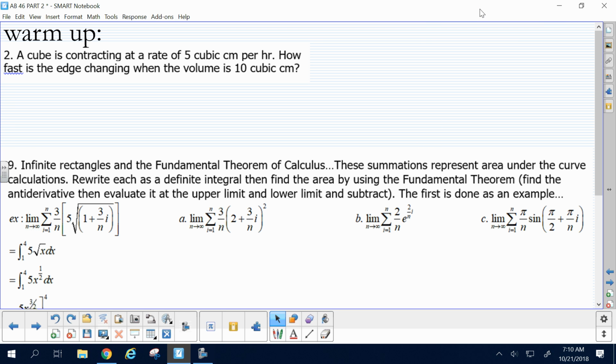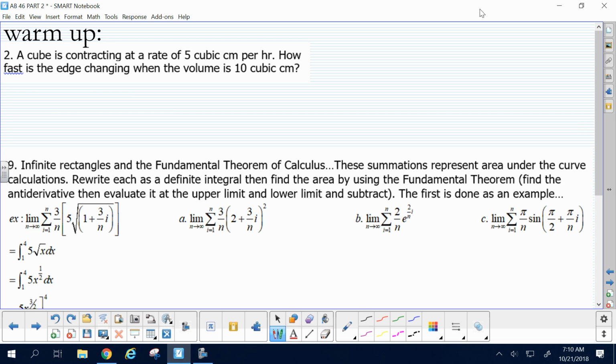Okay, here we go. First, let's do a warm up on stuff we've already done, related rates part one the other day. We're going to go a little further today, and related rates will get a little harder, so let's make sure you're on the right track.